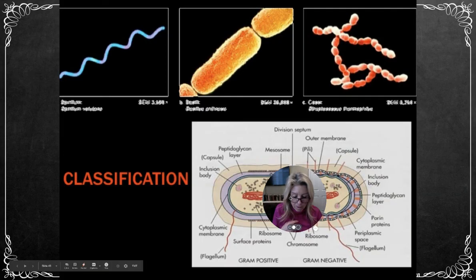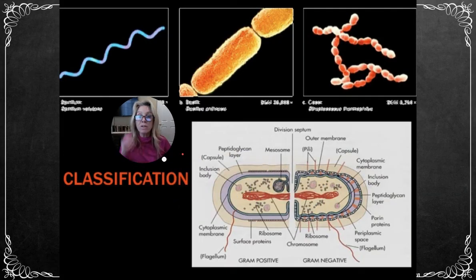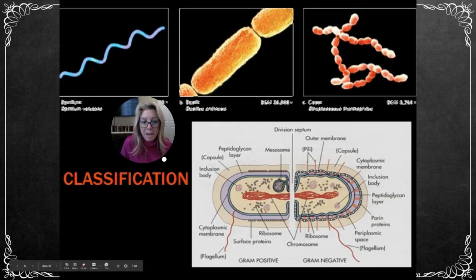All right, how are they classified? I put that in tiny letters because I don't think they're going to ask you about this on your AP exam, but different shapes right here, and then whether or not they cluster or not, but I gave you that in your notes already. Okay, and here you can see this is a gram-positive bacteria, and here is a gram-negative bacteria. They both have that glycocalyx on the outside.